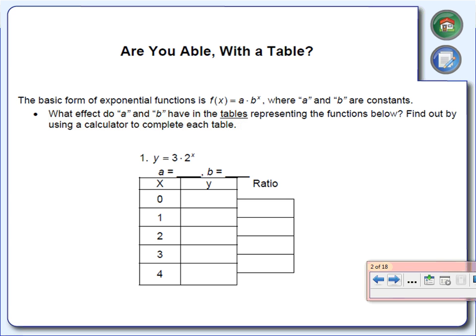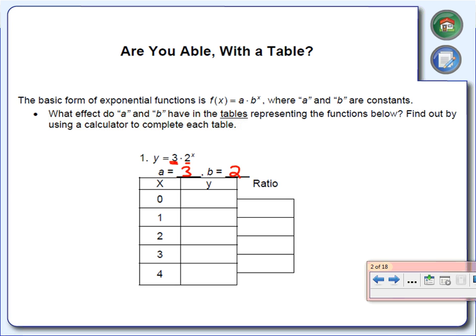First of all, if you look at number 1, a is going to be this number right here, the 3. So put that on your paper. b is the number that has the exponent on it, and that's the 2. So a is 3, b is 2. We're going to take a look at the table of this function, y equals 3 times 2 to the x power. Go to your calculators, go to y equals, and type in that function, 3 times 2 to the x power. And go to your table.